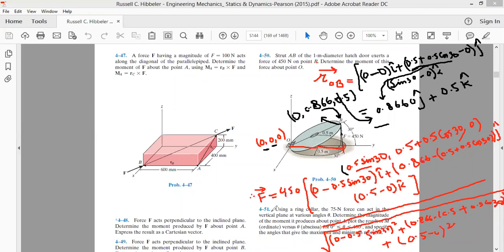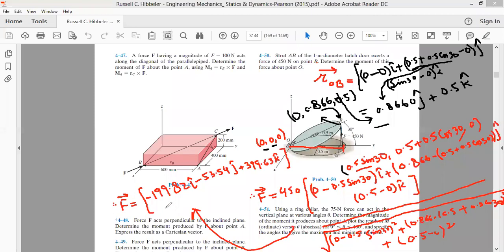Okay, so this total represents our force F, and if you calculate it very quickly with the help of a calculator, force F comes out equal to 450 multiplied by this vector. It will be, first, minus 199.82 I cap, minus 53.54 J cap. This is the second component. And the last one will be plus 399.63 K cap. So this is the expression of force F in terms of X, Y, and Z coordinates.